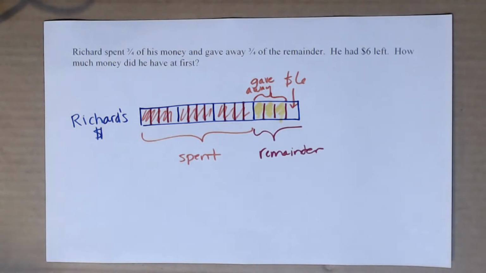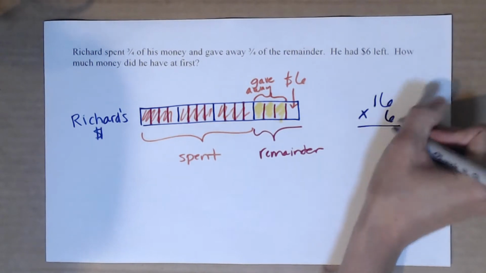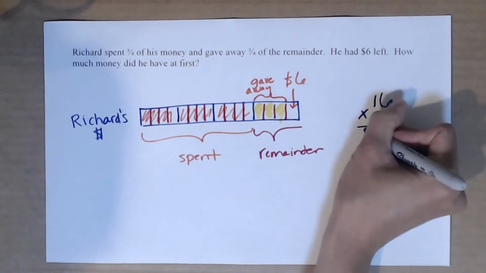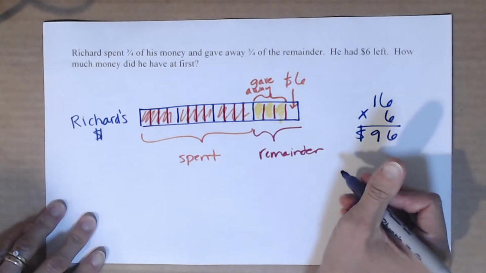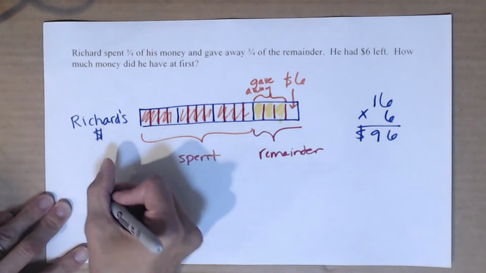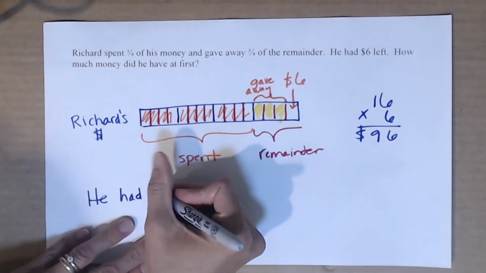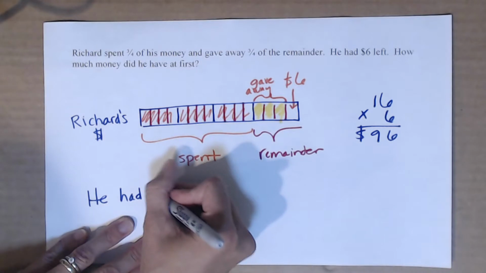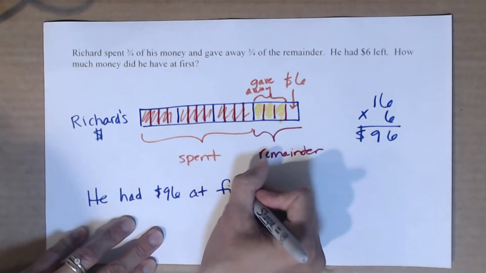So we want to do 16 times 6. And we get $96. So how much money did he have at first? He had $96 at first. So we write our complete sentence to answer the question. He had $96 at first.